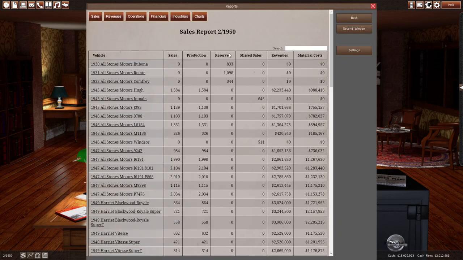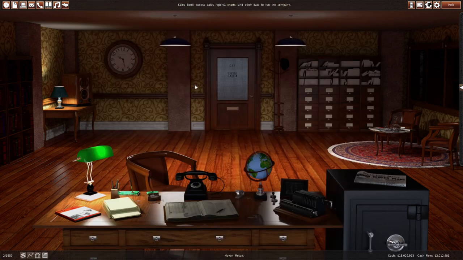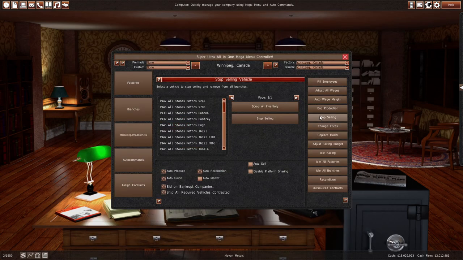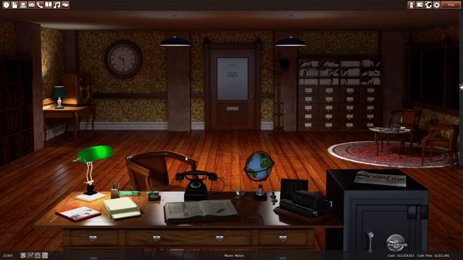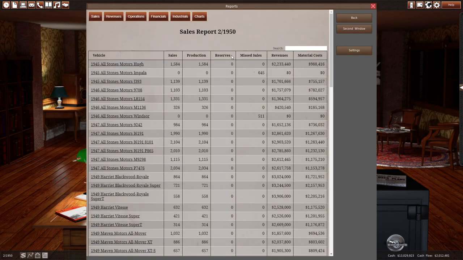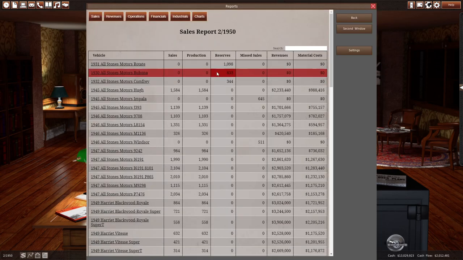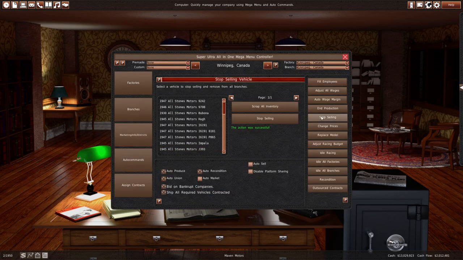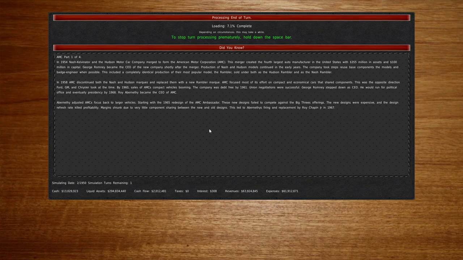And then we got a couple cars here that actually have reserves. So these are cars that we're not selling. The Comfrey, we'll stop selling that. Scrap all inventory and sell. We're gonna sell the Babona and the Rotate. The Rotate, is that what it is? And we'll do that. Let's do one more month. Let's see what's happening.